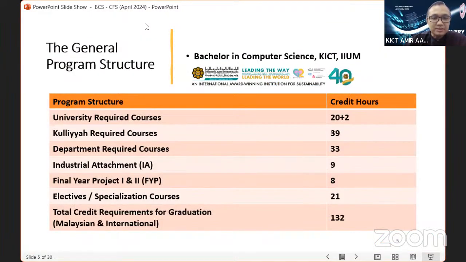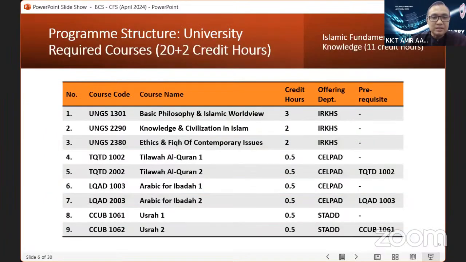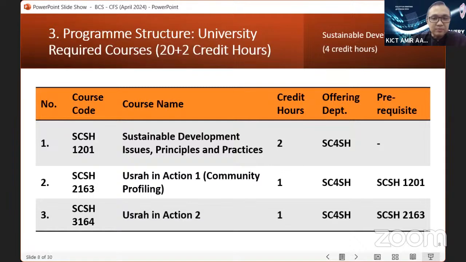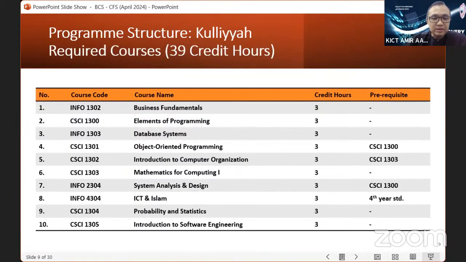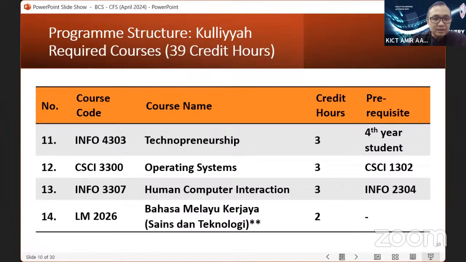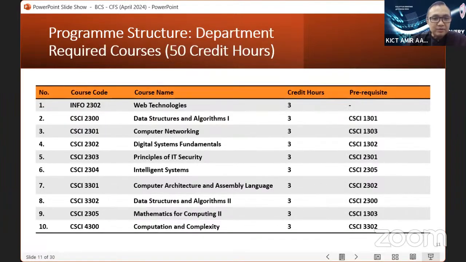Okay, so the program structure is the same. Dr. Lily has shared this slide, so I'm just going to skip through. The courses are the same for all of the KICT programs, except that we have differences here where if you go to Bachelor in Computer Science, the department required courses start to get a bit different. Some of them are taken also by IT, for example, Data Structures and Algorithm 1, Computer Networking, Principles of IT Security. Those are all taken by BIT students as well.